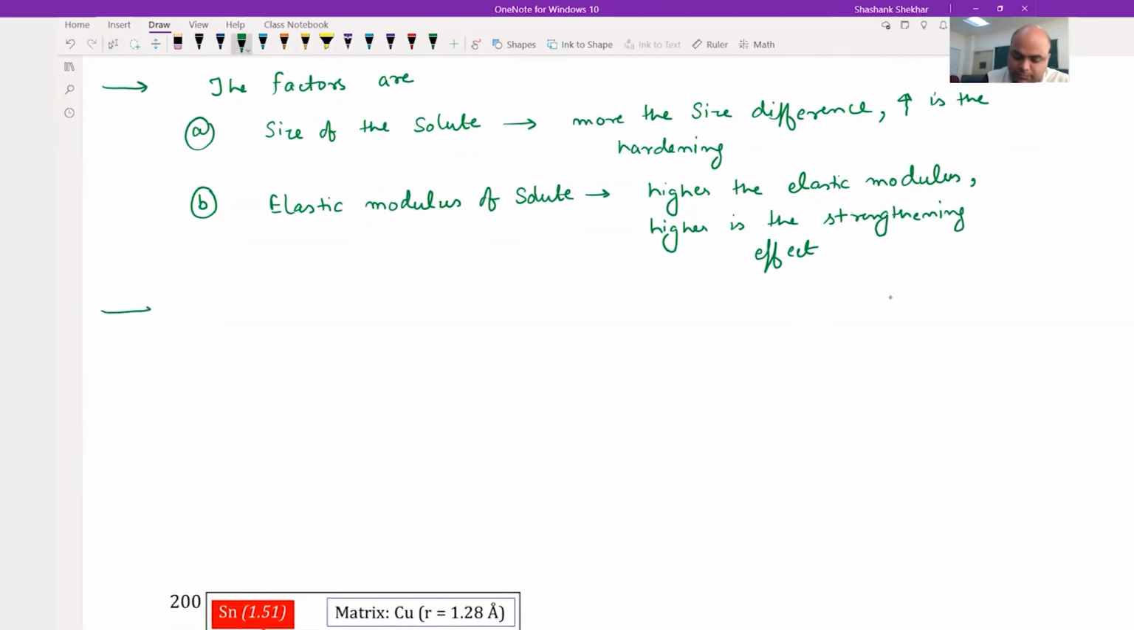Now there is another point, increasing the solute concentration. If you have more and more concentration of solute, you are going to increase the effect of strengthening, right? So there is an increase in the strength, or the magnitude of strengthening.